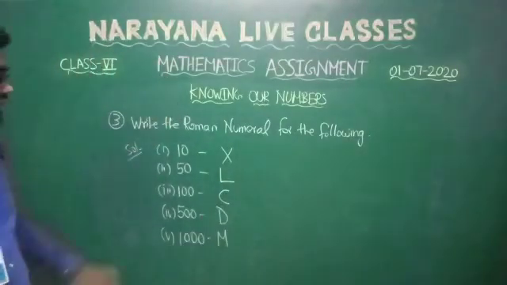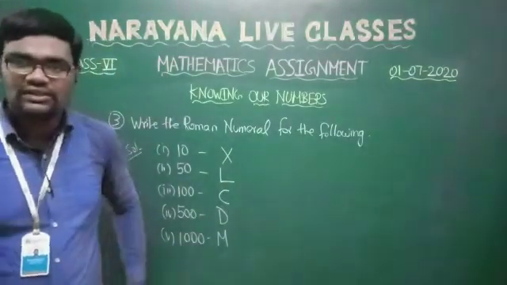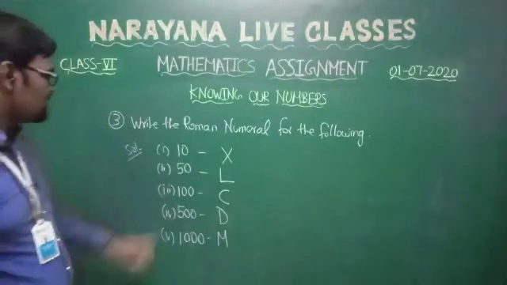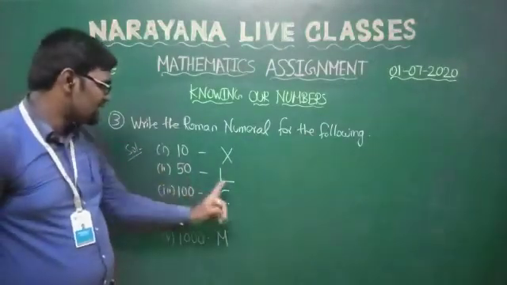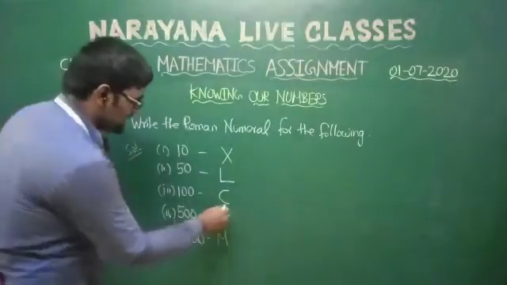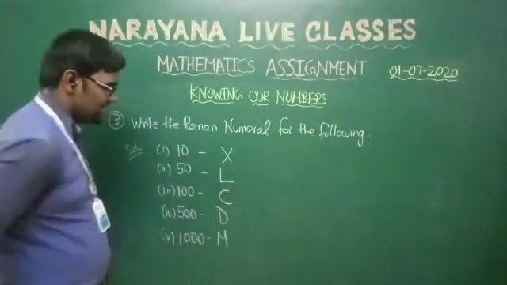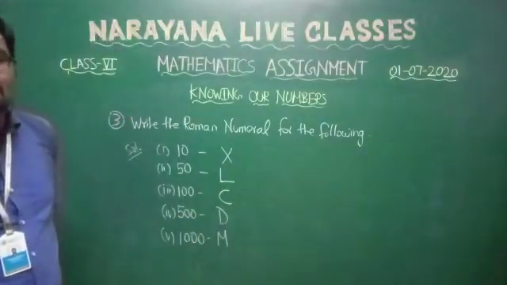Okay? Already you have read this in your lower classes also, I think in 5th class. The Roman numeral for 10 is X, for 50 it is L, for 100 it is capital C, for 500 it is capital D, and for 1000 it is capital M.